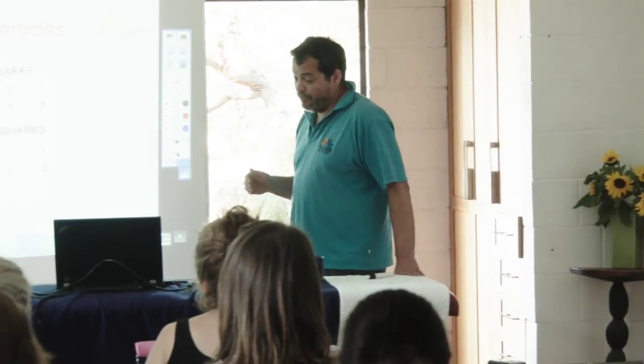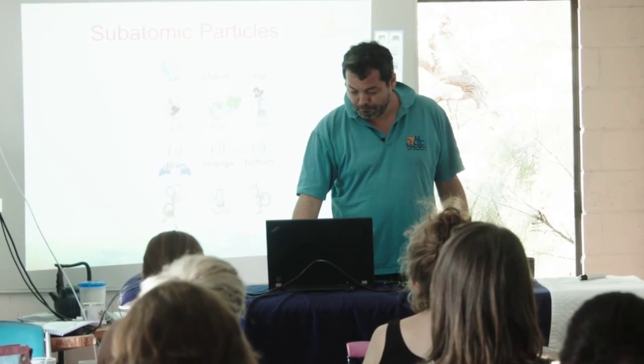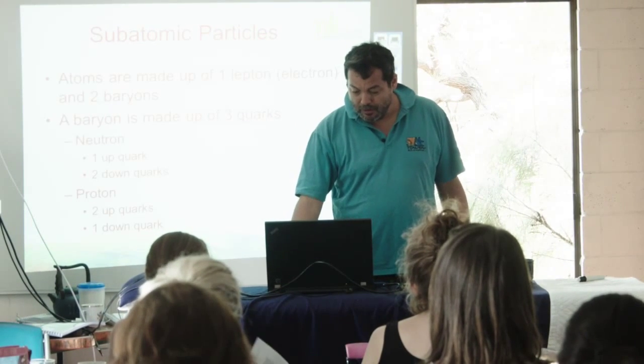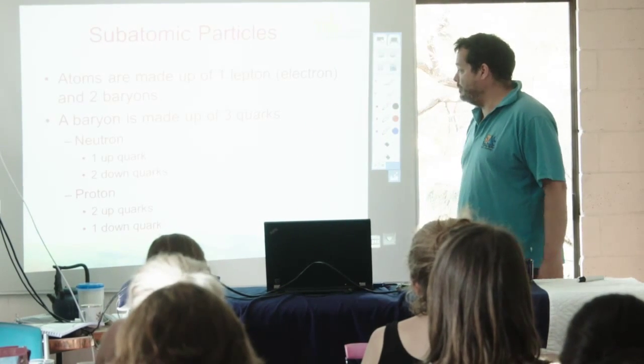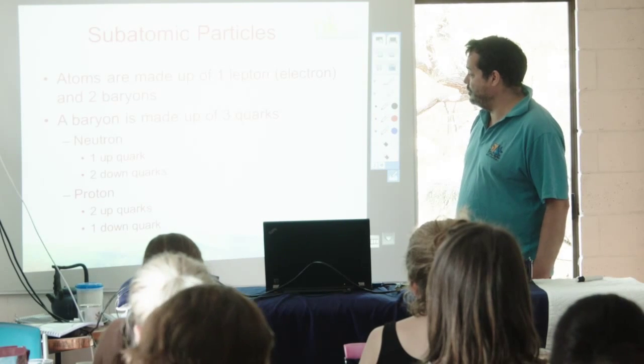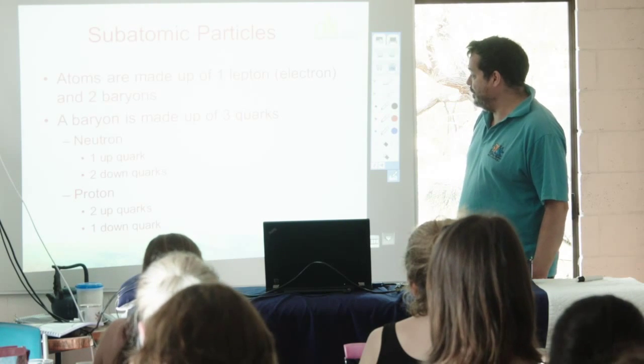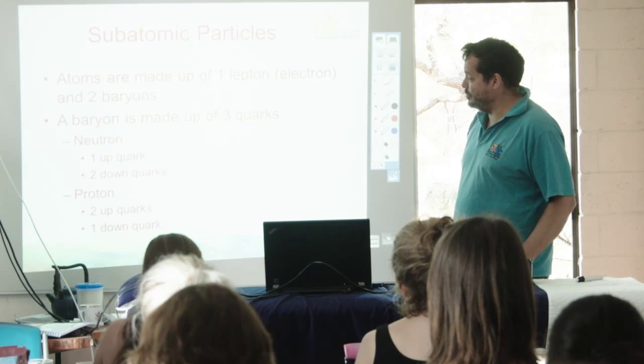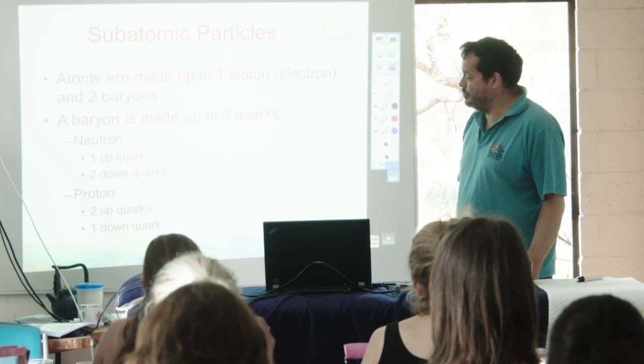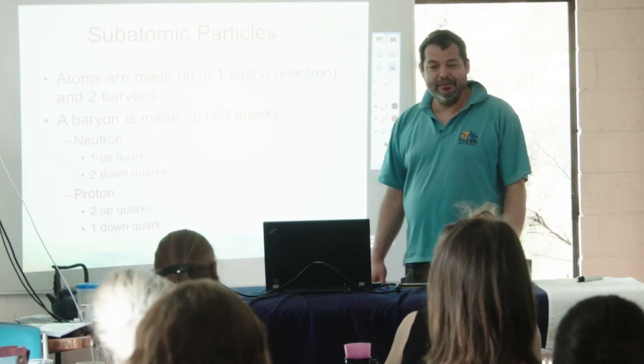Okay, it's the duality. And then below that we've got the atomic plane where you've got the forces. So atoms are made up of 1 lepton, which is the electron, and 2 baryons. And the baryon is made up of 3 quarks. The neutron is 1 up and 2 downs. The proton is 2 ups and 1 down.